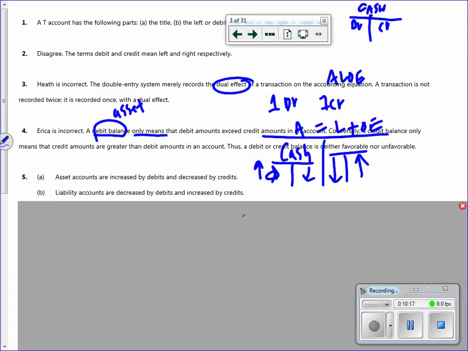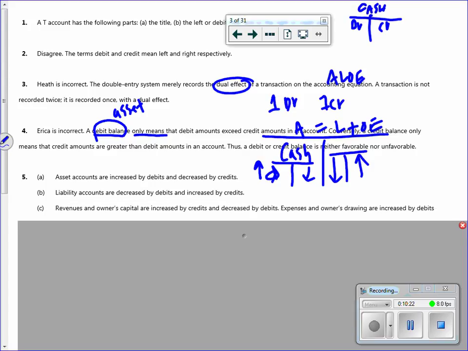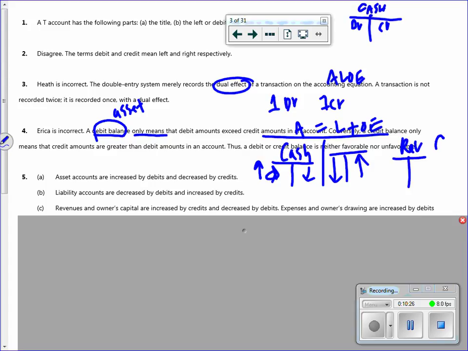Now, is owner's equity a little bit dicey? Two of them act like that. Revenue and capital increase with credits, but expenses and drawing increase by debits. I'll call those the naughty accounts. They do not follow owner's equity rules, but they can't. Because if you put a credit in drawing, that's going to make it go up, and that's not true. That's taking away from the business.